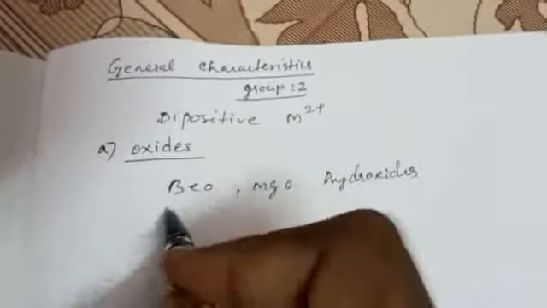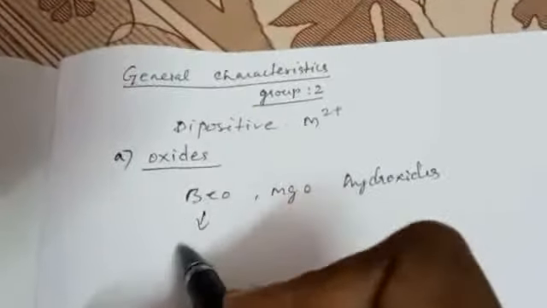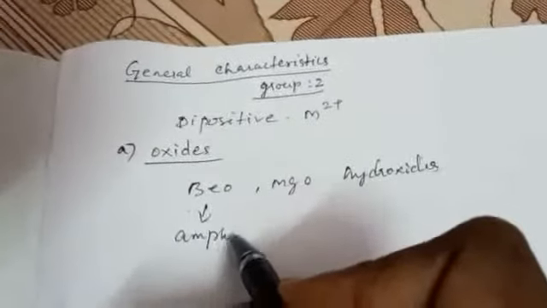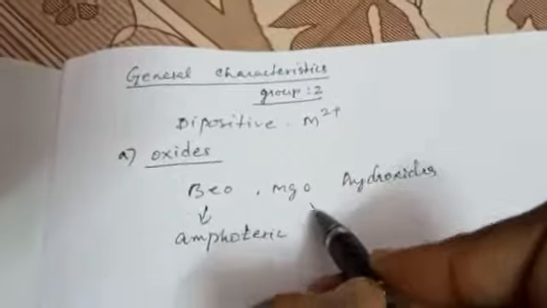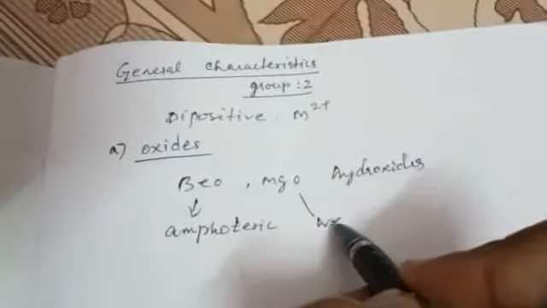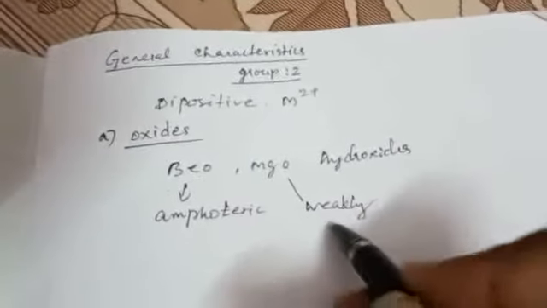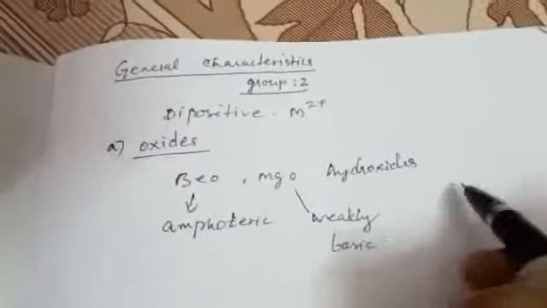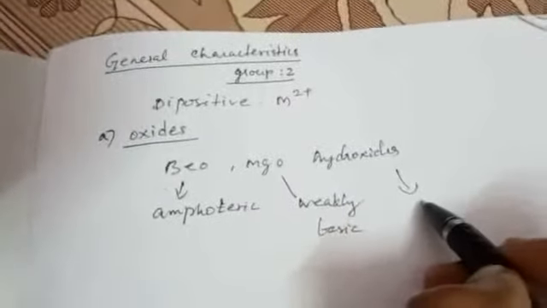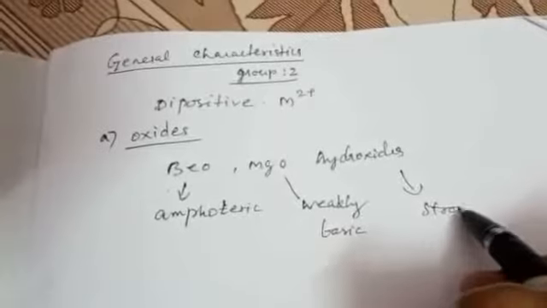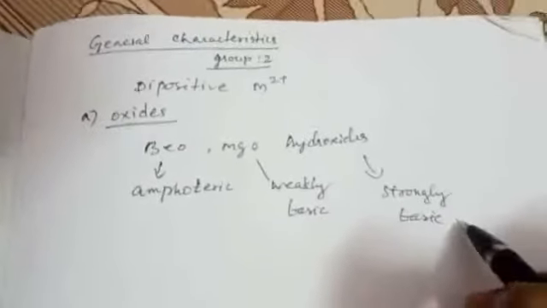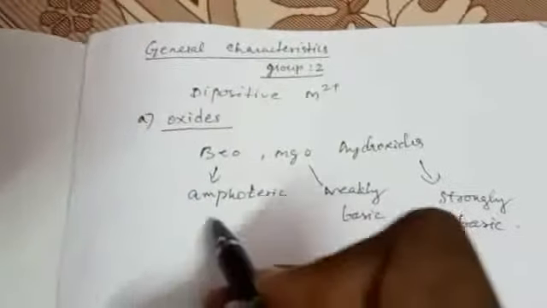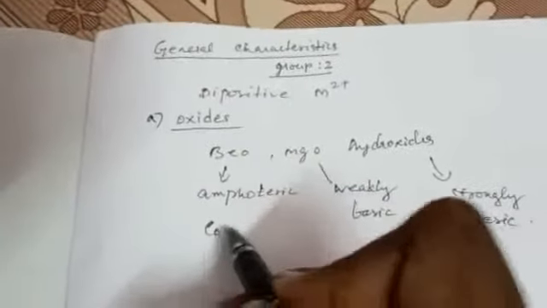Beryllium oxide is amphoteric, and magnesium oxide is weakly basic. The remaining hydroxides are strongly basic.